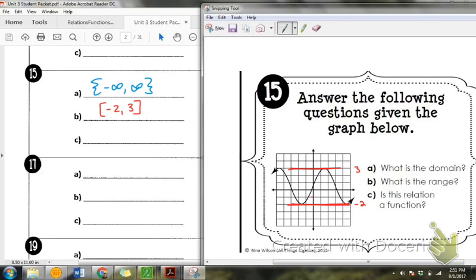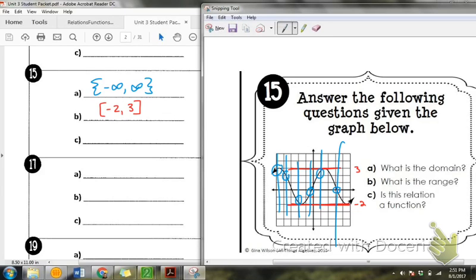Remember, when it's a graph, what do we use? We use that vertical line test, right? So what happens if I draw a vertical line here? It's touching one time. Here, one time. Here, one time. What's happening? It's a function. It is a function.